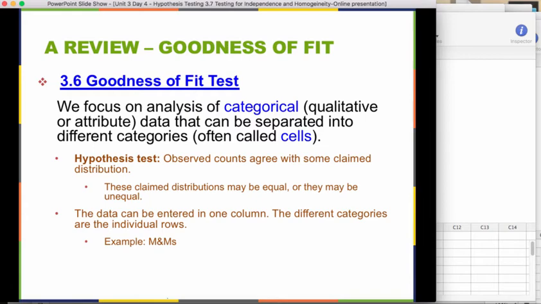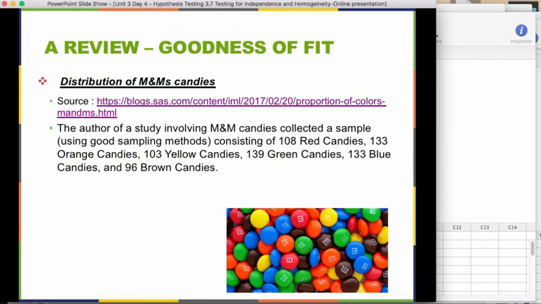And again, as I had said earlier, we're going to do an example with M&Ms. So this is actually taken from a blog. One of the authors who works at a statistics company was doing this, as their company collects M&Ms as part of what they do. So the author of this study involving M&M's candies collected a sample using good sampling methods consisting of 108 red candies, 133 orange candies, 103 yellow candies, 139 green candies, 133 blue candies, and 96 brown candies.